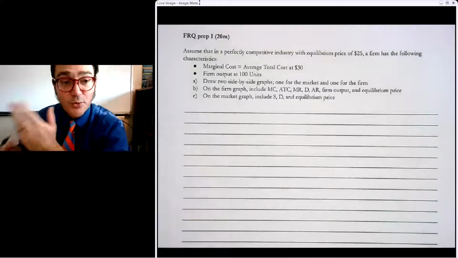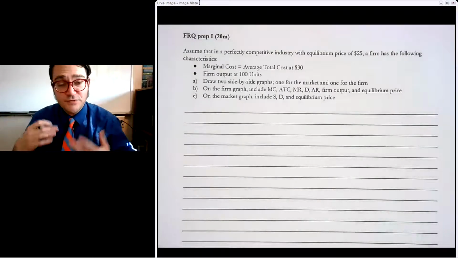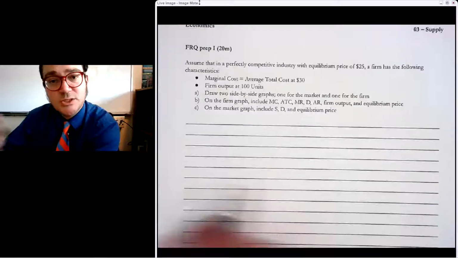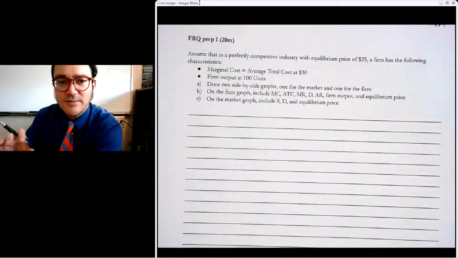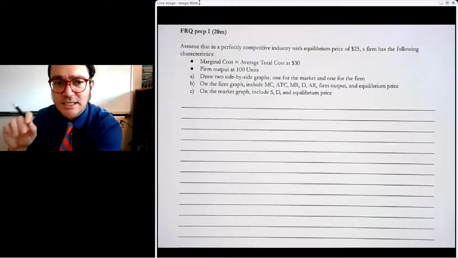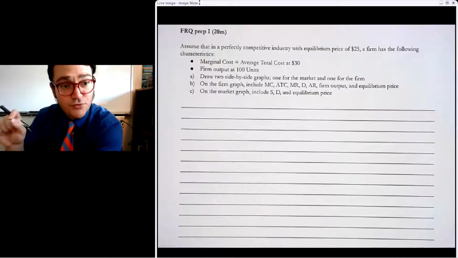Hi there. So in this video, we're going to do the first FRQ prep question for Unit 3. This one says, assume that there's a perfectly competitive industry with a price of 25, and then it gives you some data about a firm. Marginal cost equals ATC at 30. The firm is producing 100 units.